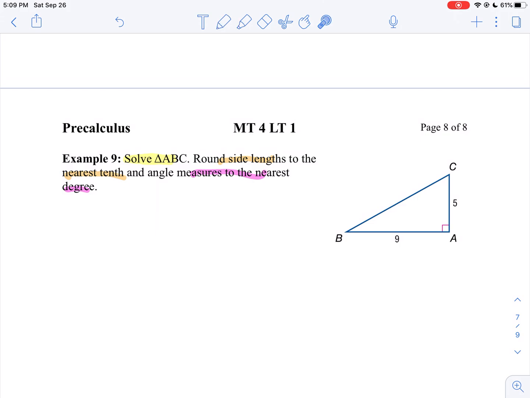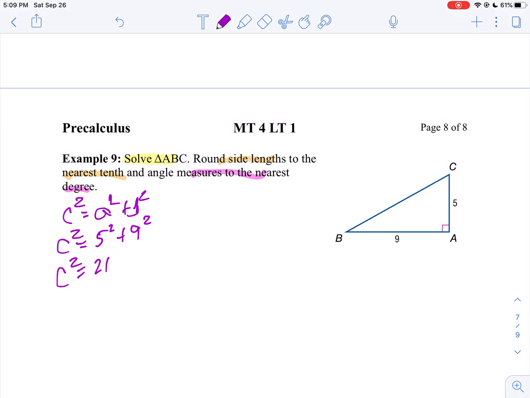When I look at this problem, I've got two sides, so I think the easiest way, when you have two sides, is to find the third side by using the Pythagorean theorem. You can do this problem a couple different ways, but I think that's probably the easiest way to do this one. C squared equals A squared plus B squared. My handwriting's terrible there, so we'll just ignore that. A and B are interchangeable. We'll go 5 squared plus 9 squared.